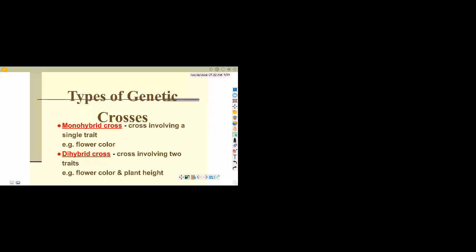Monohybrid and dihybrid. The prefix mono, what does it mean? One. When else have we talked about that prefix mono? Monomer. Oh, and monosaccharide. Very good. One sugar. What's a monomer? It's one building block. Very good. So dihybrid, what does the prefix di mean? Two. Di means two.